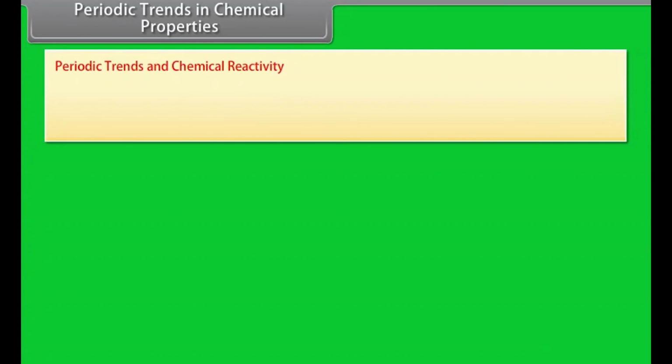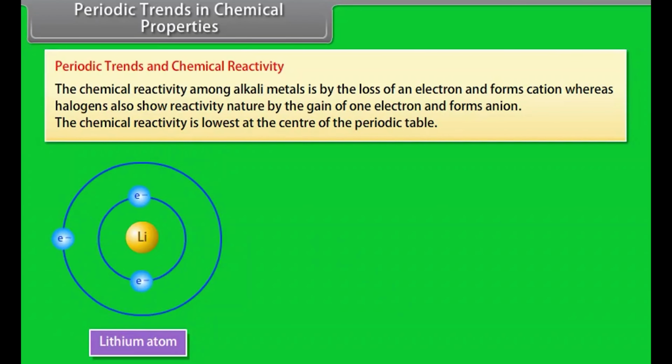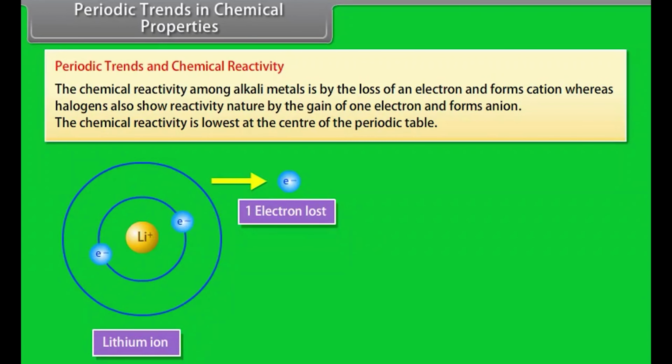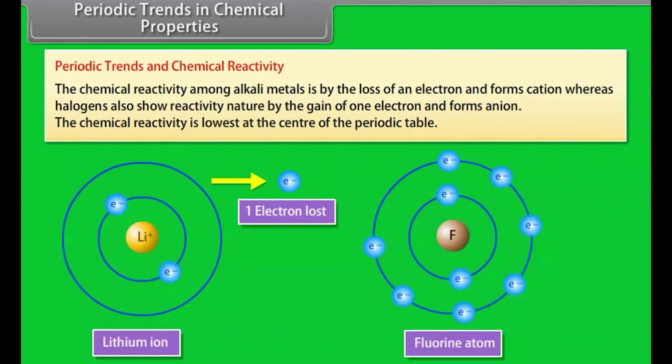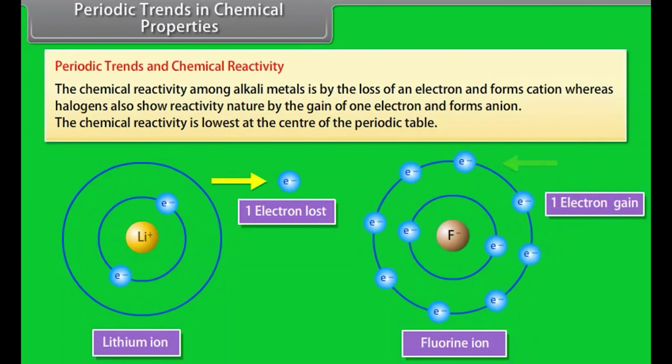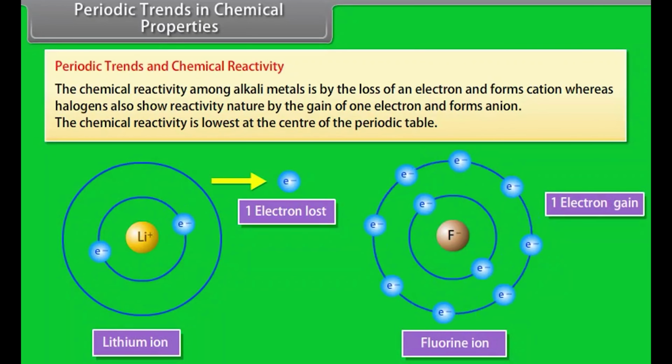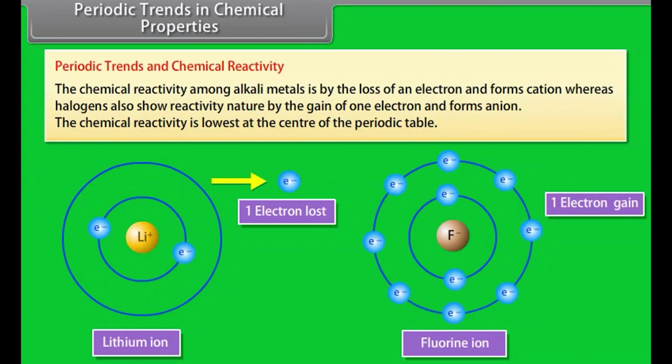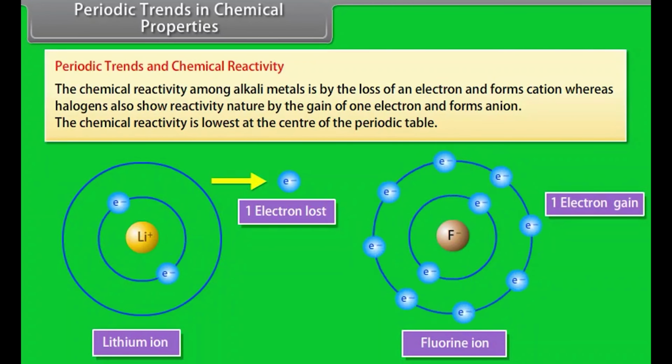Periodic trends and chemical reactivity. The chemical reactivity among alkali metals is by the loss of an electron and forms cation, whereas halogens also show reactivity by the gain of one electron and form anion. The chemical reactivity is lowest at the center of the periodic table.